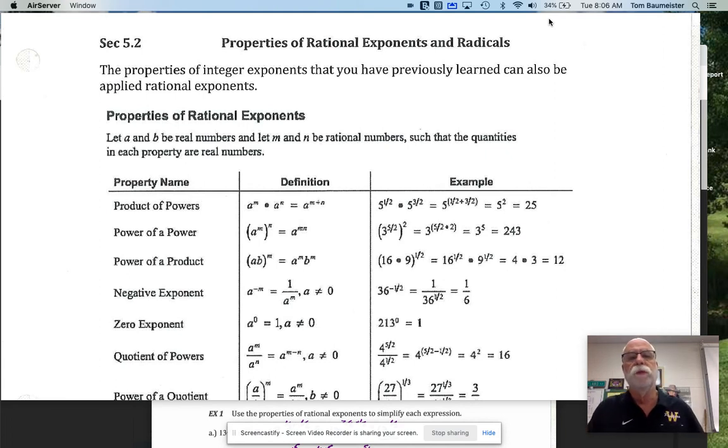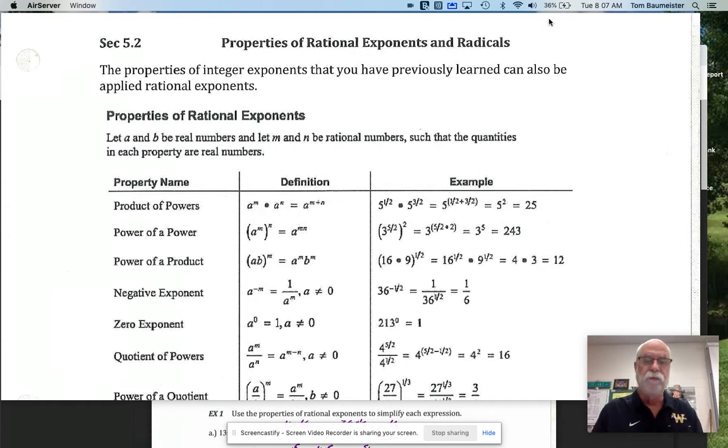Properties of rational exponents and radicals. The properties of integer exponents that you have previously learned can also be applied to rational exponents. So the properties of rational exponents: let a and b be real numbers and let m and n be rational numbers such that the quantities in each property are real numbers.